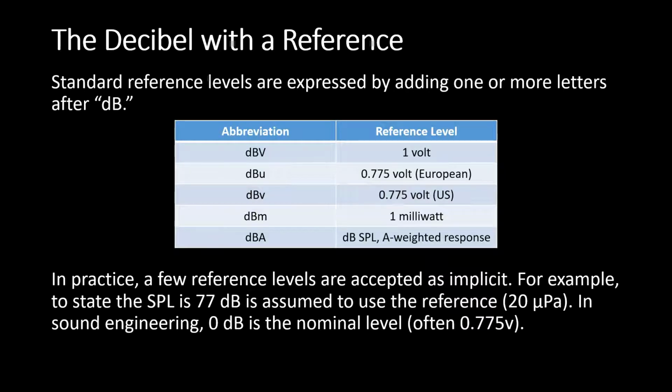So dBV will always put 1 volt on the bottom of that fraction. dBu is the European standard, and that would put 0.775 volts on the bottom of the fraction. dBv, with a little v, is the 0.775 volt standard in the United States. dBm, the m standing for 1 milliwatt, and dBA, where A references the weighting of the sound pressure level. And we'll talk about the sound pressure level weightings later in this lecture.